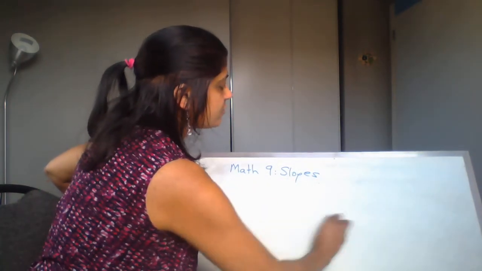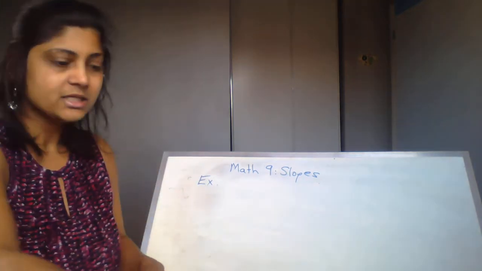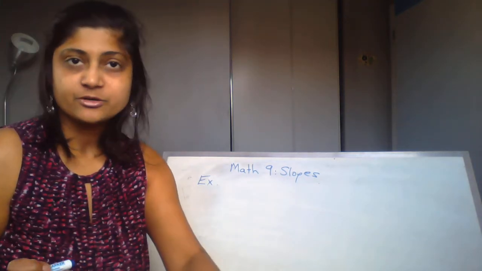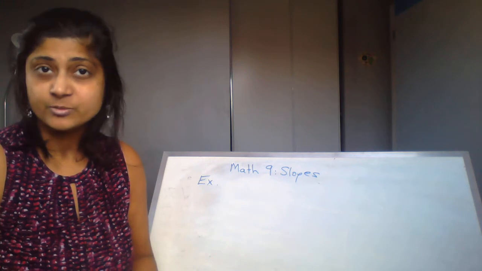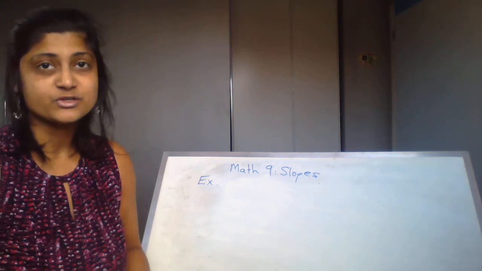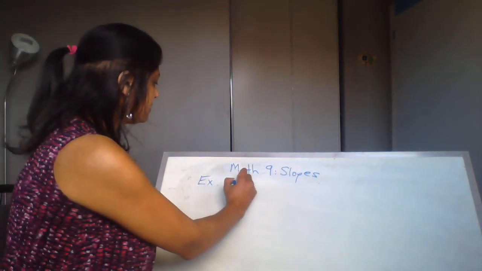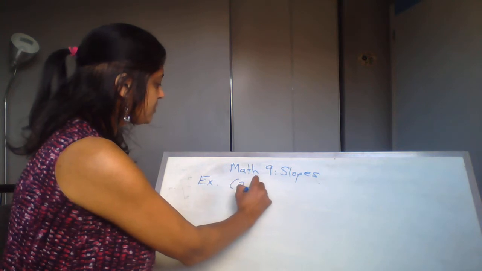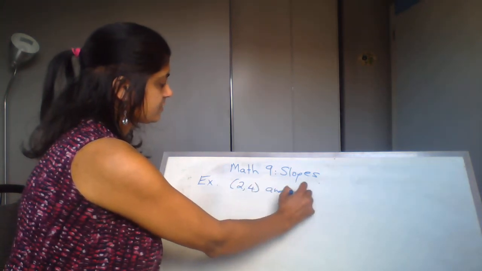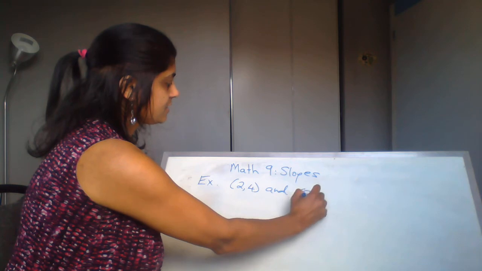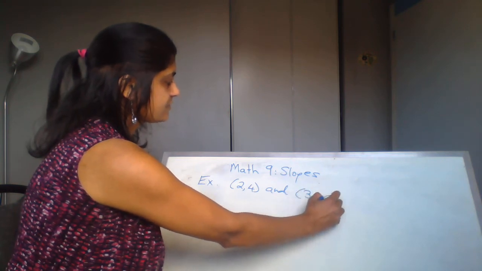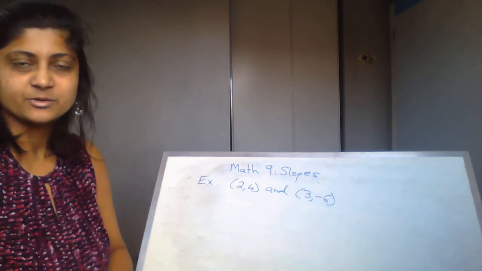Okay, let's go through it, actually before we start. Okay, let's pick 2 points here, and we're going to use the slope formula to find out what the slope is first. So let's do (2, 4) and (3, -6). So I'm going to add a negative sign here.